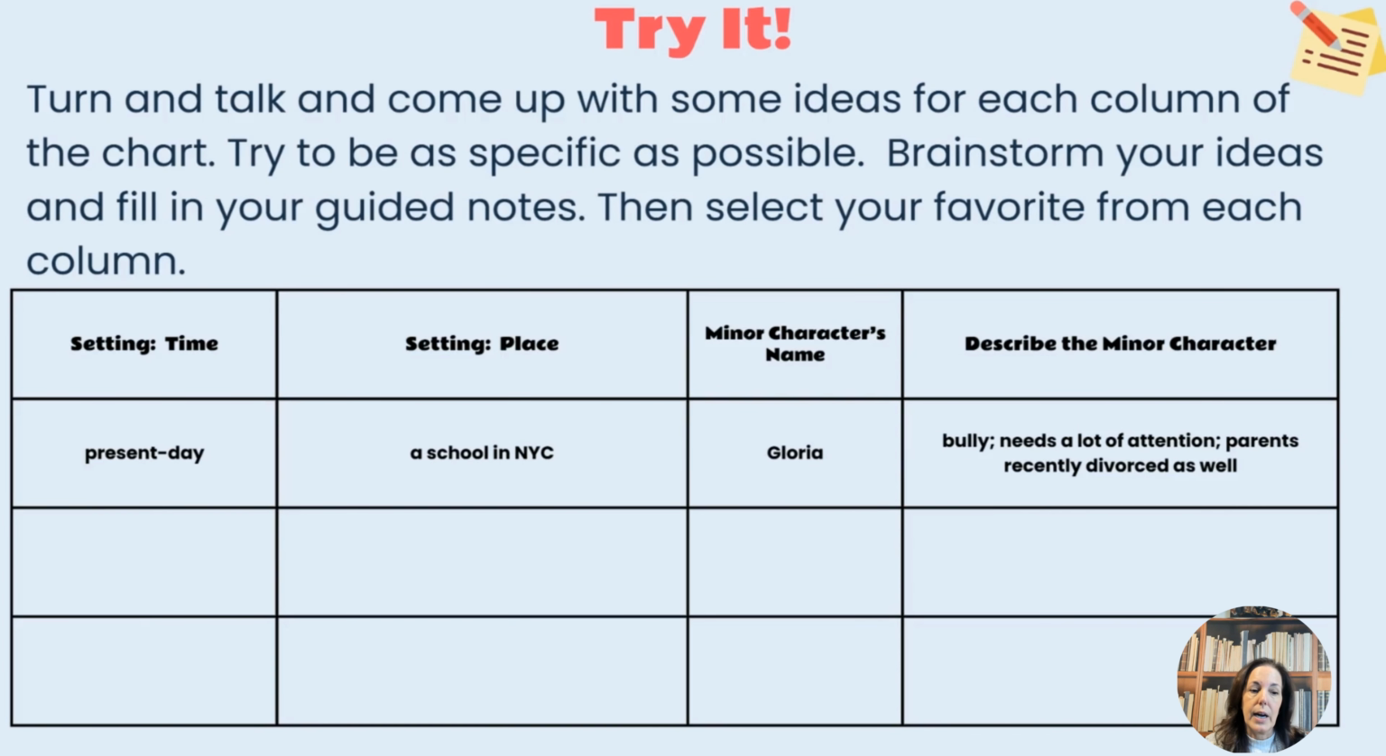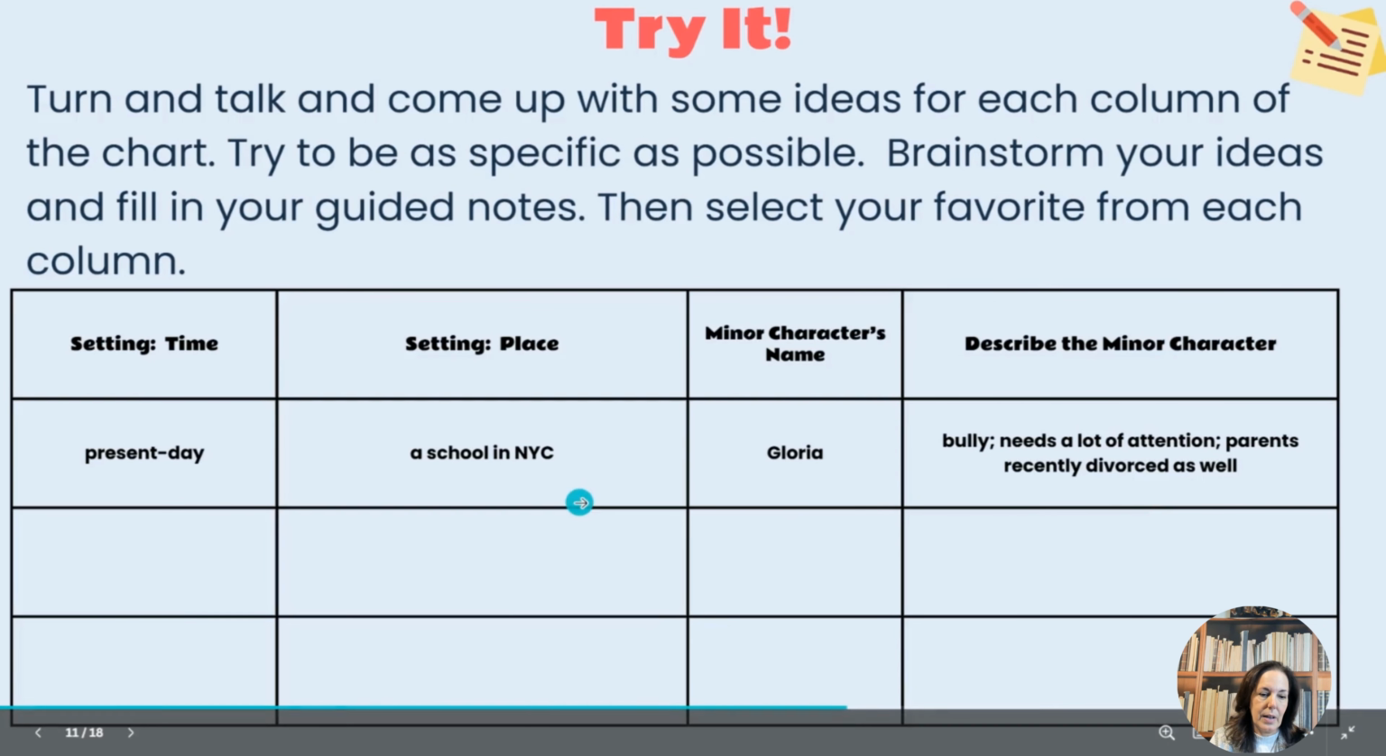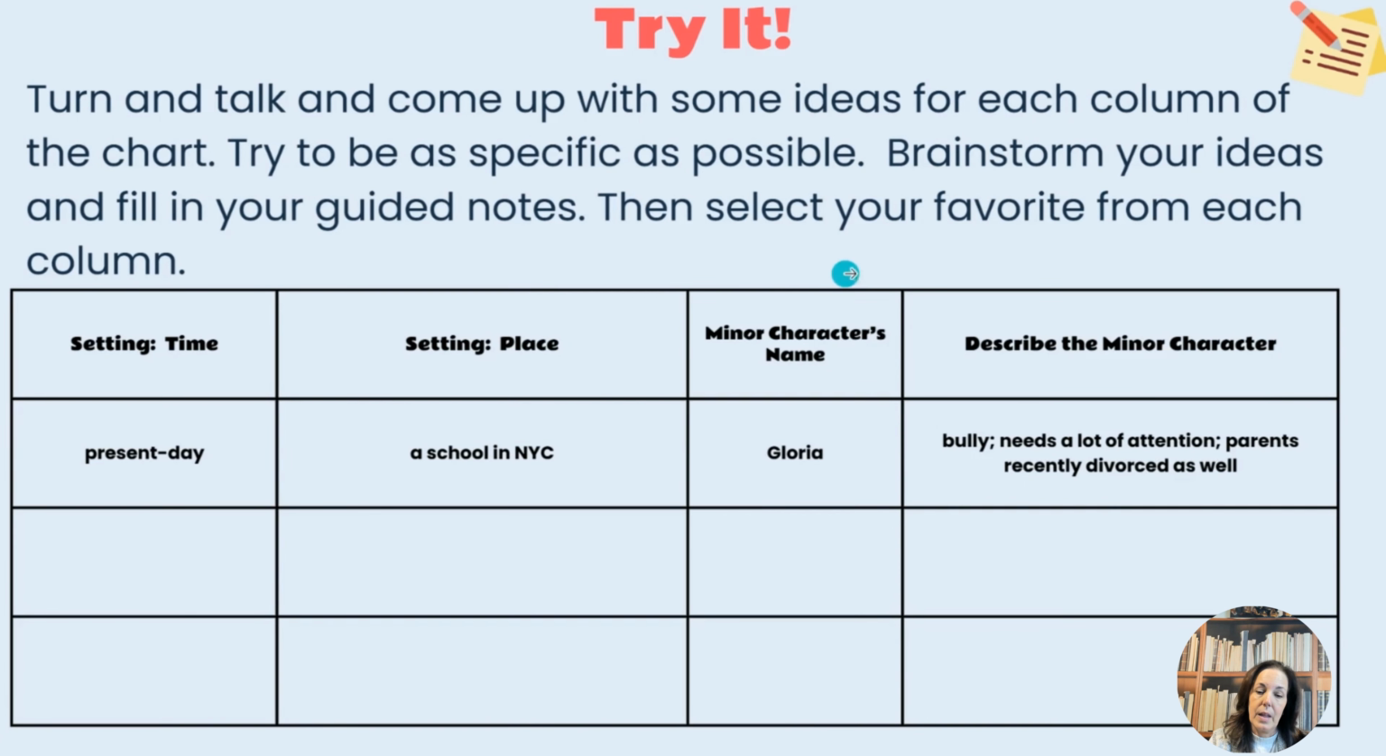So go ahead and try it. Turn and talk and come up with some ideas for each column of the chart. Try to be as specific as possible. Brainstorm your ideas and fill in your guided notes. Then select your favorite from each column. So you're going to come up with a different time setting, place, minor character's name, and describe the minor character.